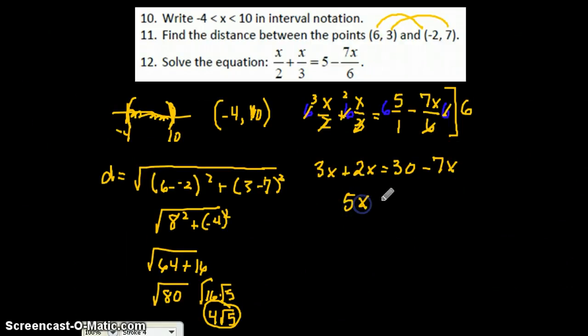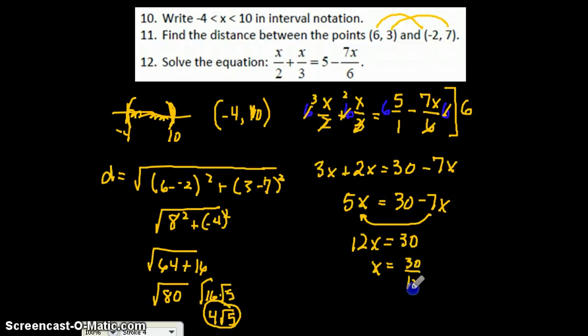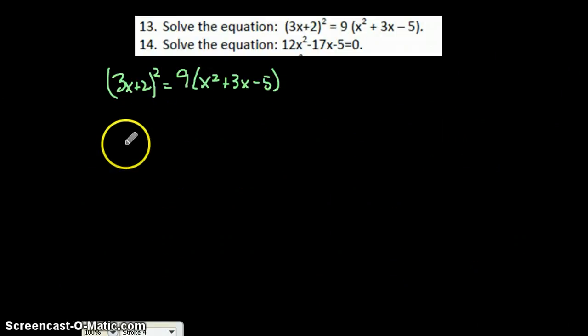We could put these guys together right here. I move the coefficient that's further to the left on the number line, that's this number right here. I'm going to add 7x to 5x and get 12x. That's equal to 30. X is equal to 30 over 12. And I believe 6 goes into that 5. 6 goes into that 2. 5 over 2 or 2.5. Okay, hope that helps.